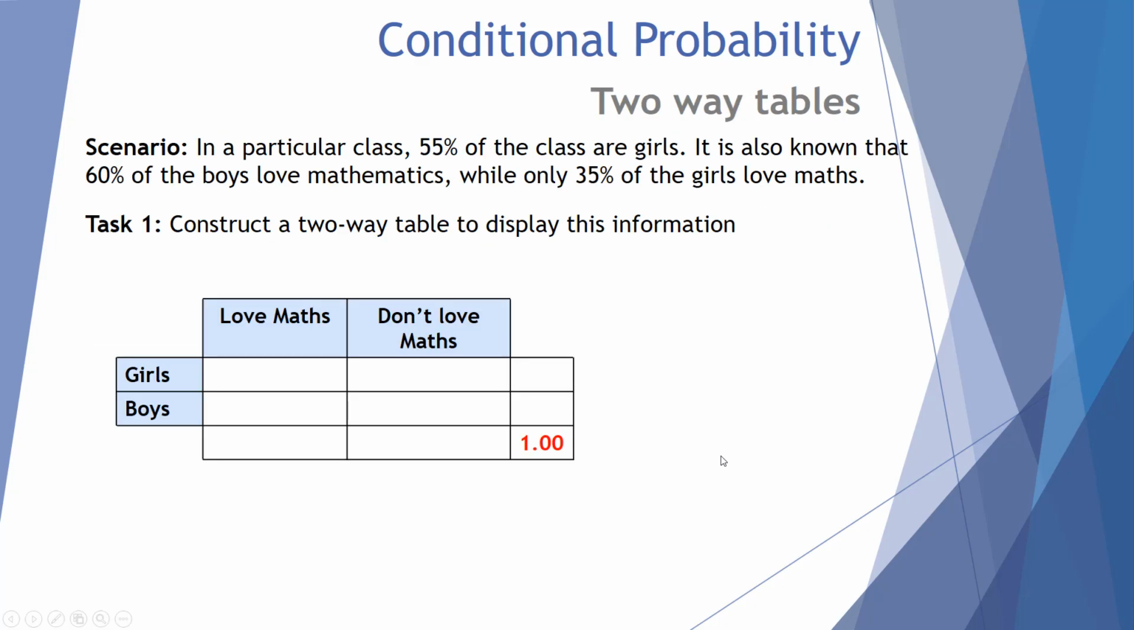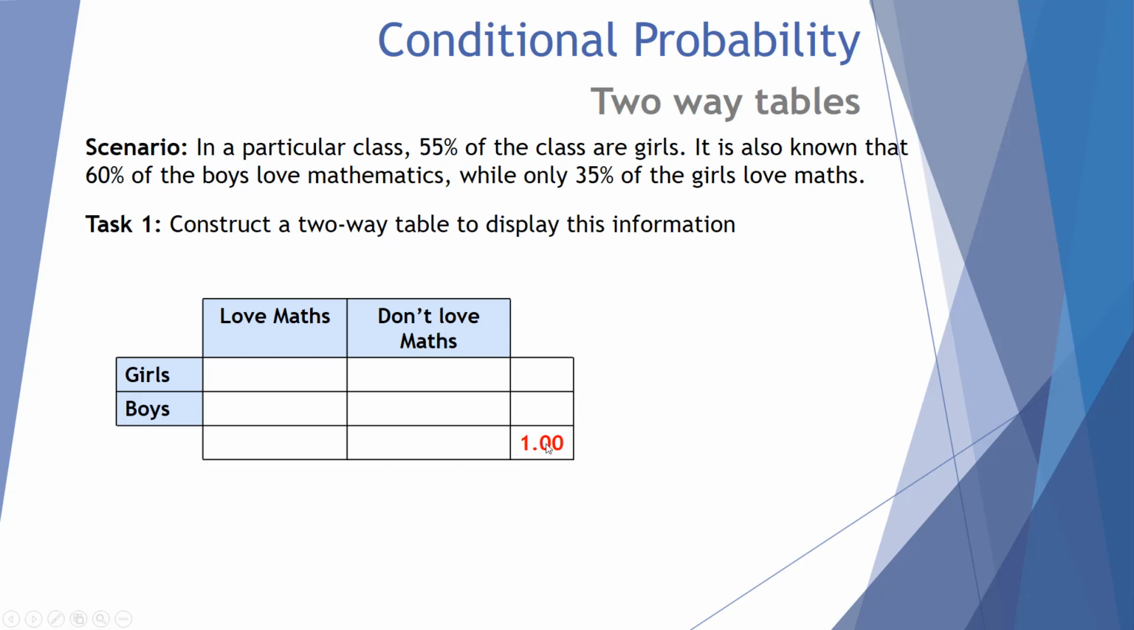Finally, let's have a look at two-way tables. So we have a scenario here. In a particular class, 55% of the class are girls. It is also known that 60% of the boys love mathematics, while only 35% of the girls love mathematics. Now we know this is not true. We know that 100% of boys and girls all love mathematics. But let's go with this example. Task 1, construct a two-way table to display this information.